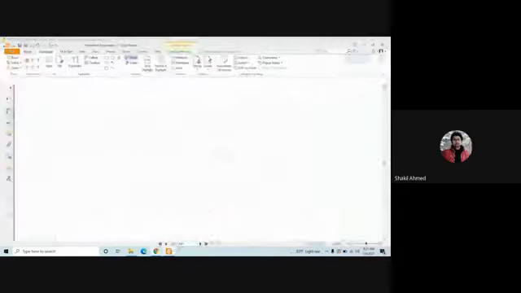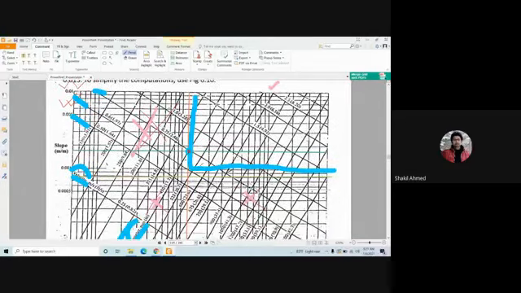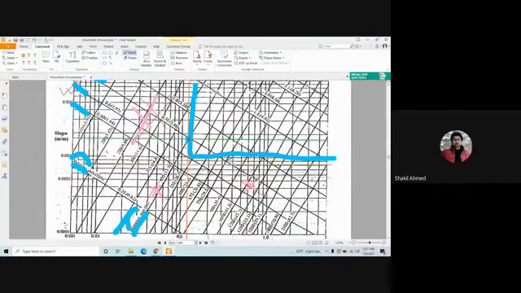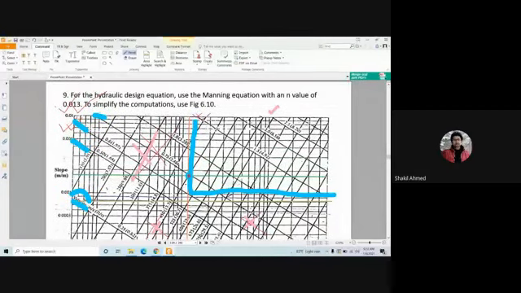And always remember that this nomograph is giving you the full flow parameters. All parameters, whatever you are getting here, these are full flow parameters. For partial flow, you need to use the partial flow diagram. Of course, you need the nomograph first, and then using those values, you have to use the partial flow diagram to calculate the partial flow parameters. Okay, fine.